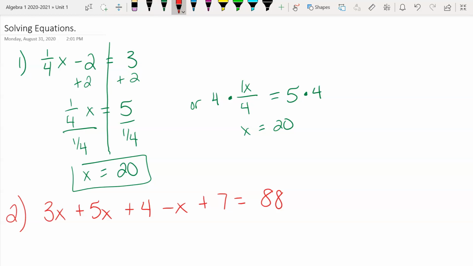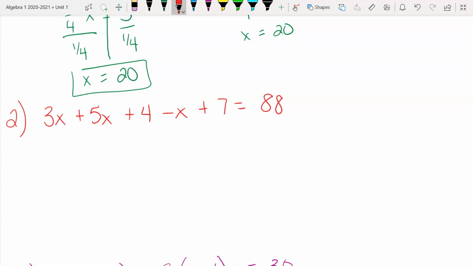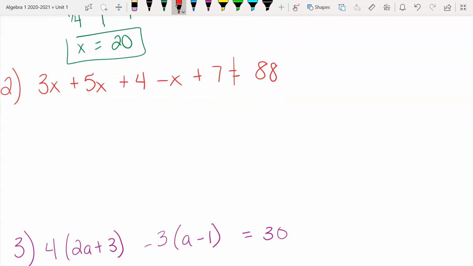Number 2 gets a little bit harder. So what you're going to do is combine like terms. I want to look at the left-hand side. What can I combine? That's my first process. I have 3x, 5x, and a negative x. So when I do that, 3 plus 5 is 8, 8 minus 1 is 7, so I have 7x.